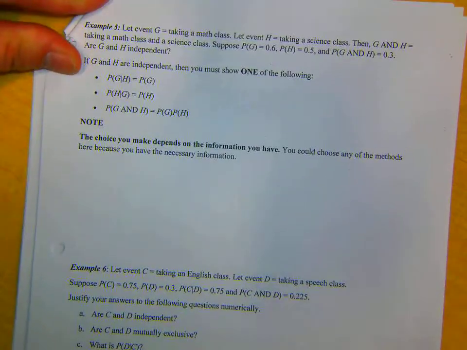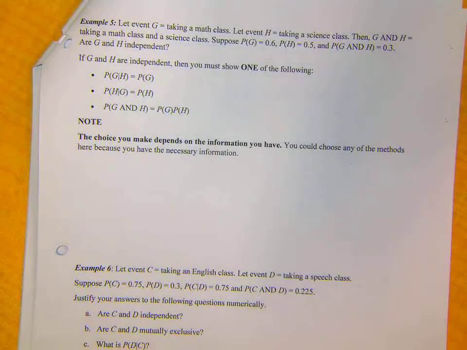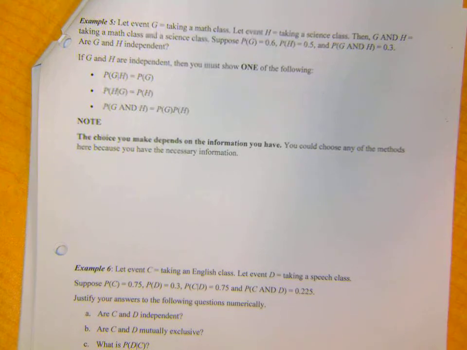Another example. All right, a little more real world, and I think at the end we get to a really good real world problem. So let G equal the event of taking a math class, and let H be the event of taking a science class. So these are people, right? Taking math classes, people taking science classes, and randomly choosing, we're talking about the probability of randomly choosing those people that are taking science or math classes.